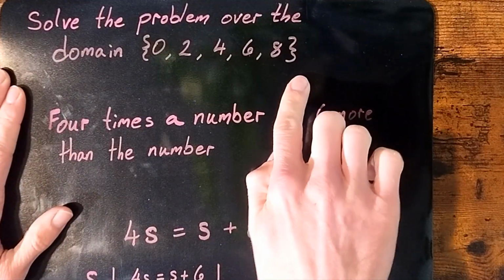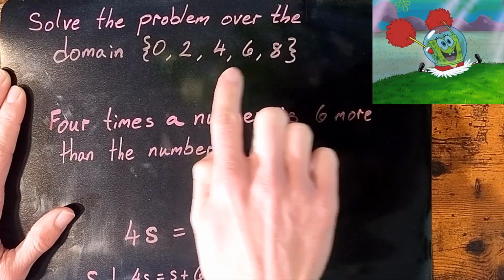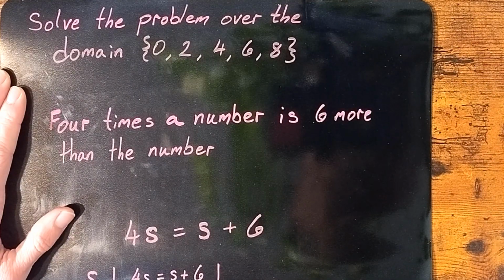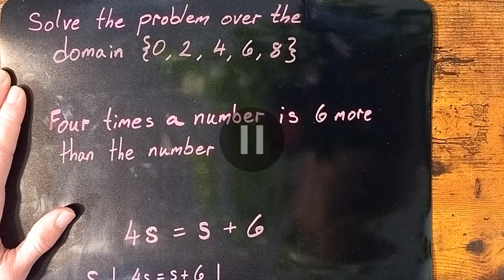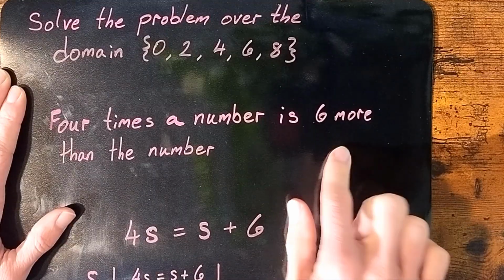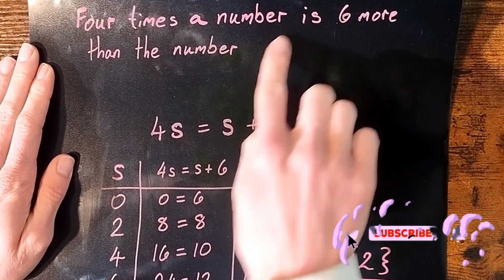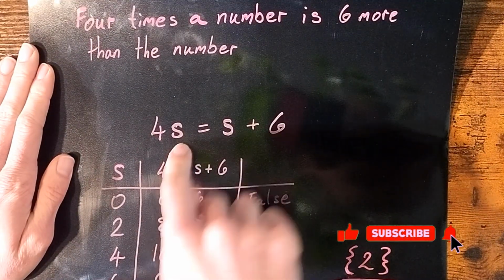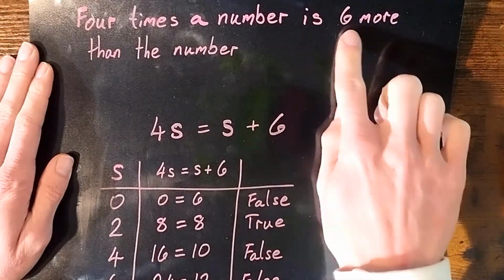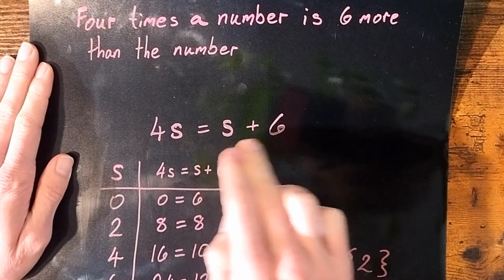Here's the domain for our next problem. 0, 2, 4, 6, 8 represent the values that the variable can equal. Pause the video while you convert this phrase into an equation. 4 times a number, here I have 4s, equals 6 more than the number, that number plus 6.